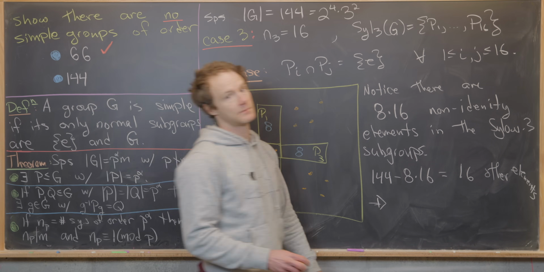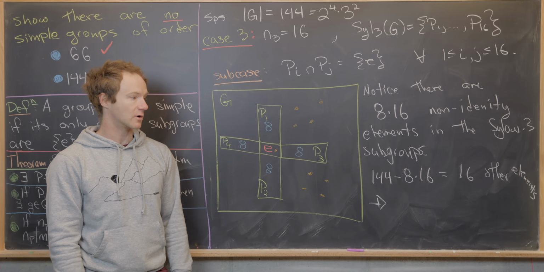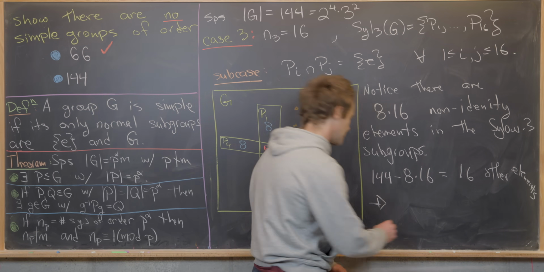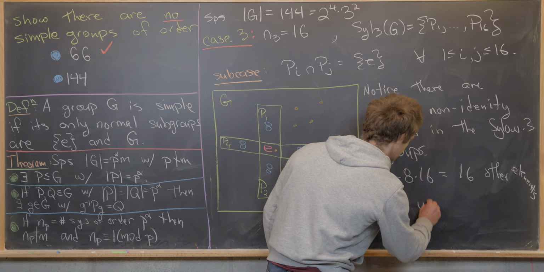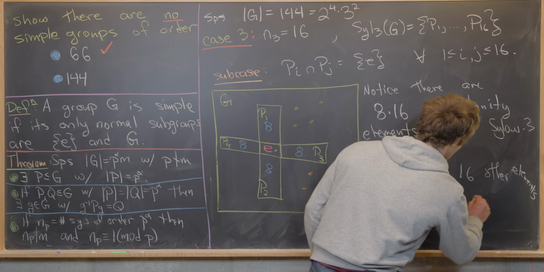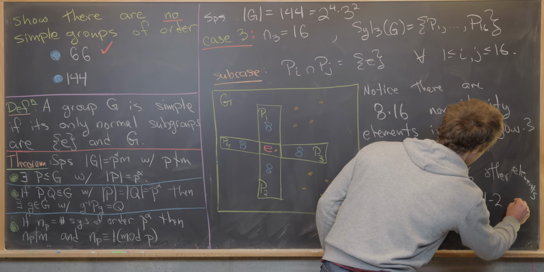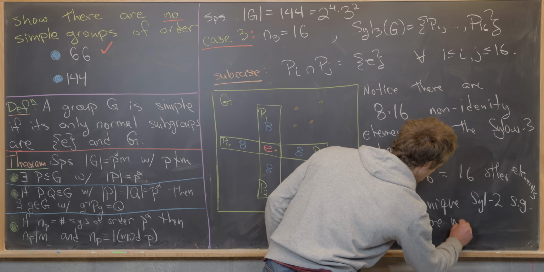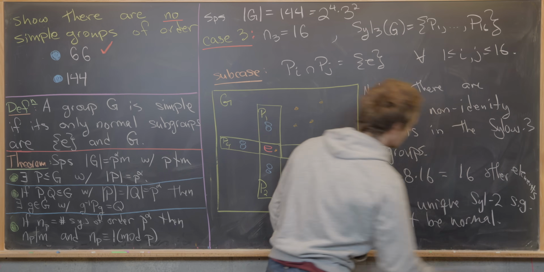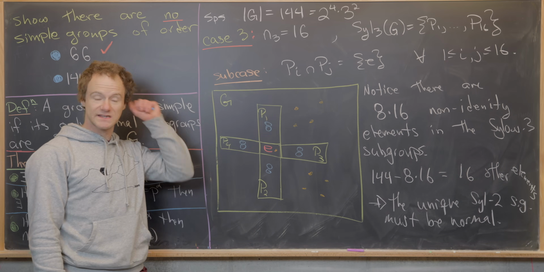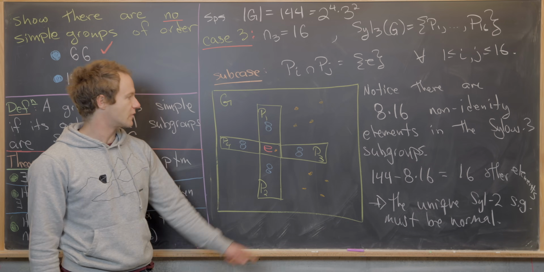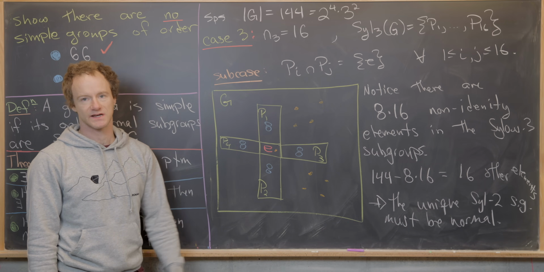So again, by something that we've used before, if we have only one Sylow p subgroup, it is normal. So let's write that down. So the unique Sylow 2 subgroup must be normal. Again, why can't there be more than one Sylow 2 subgroup? Because we don't have enough elements left over after doing this counting process.